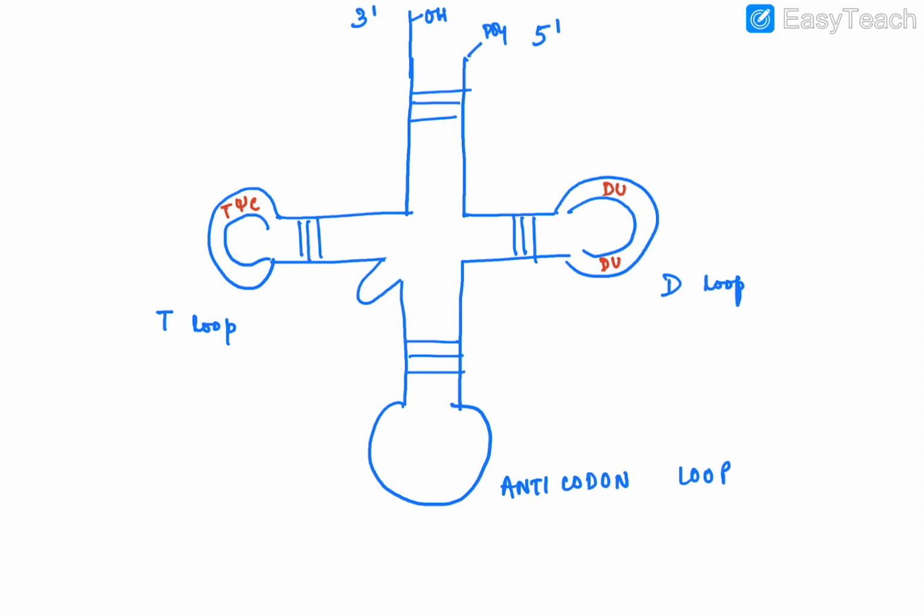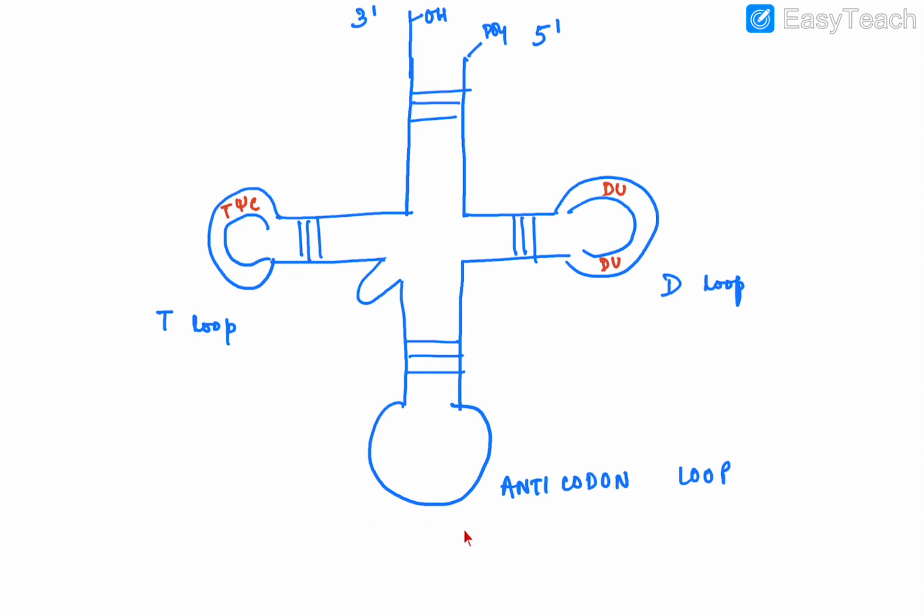Now, basically, what is tRNA? There are three forms of RNA: mRNA, rRNA, and tRNA. tRNA is the non-coding form of RNA, which helps in bringing amino acids to the mRNA molecule which is being translated by a ribosome.